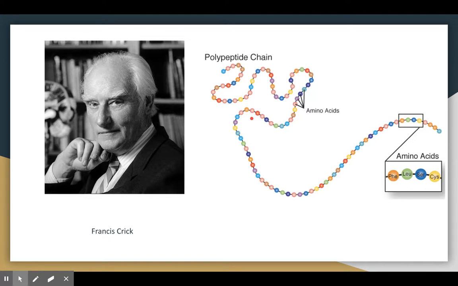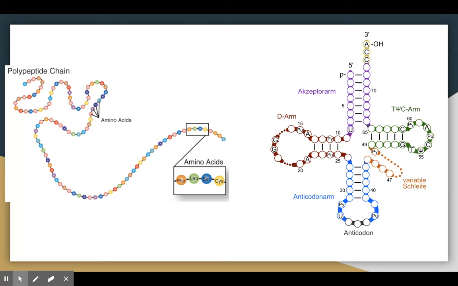Crick had believed each amino acid attached to its own specific adapter piece of nucleic acid. These adapters help incorporate amino acids to a growing polypeptide. We now know that these adapters are known as tRNA molecules.